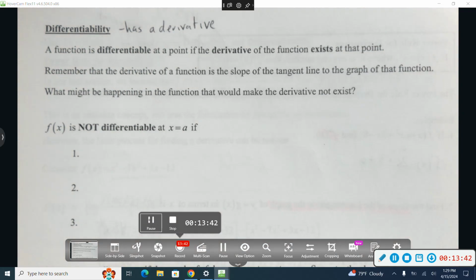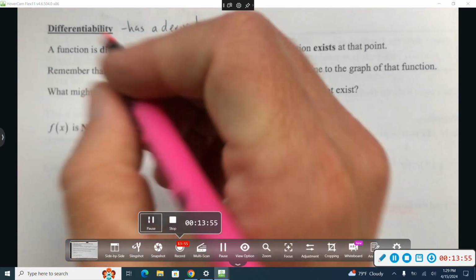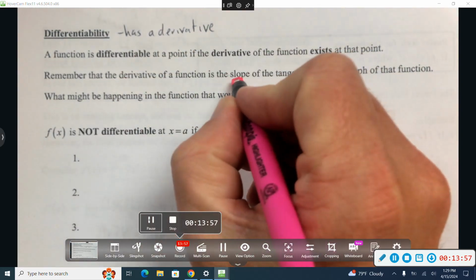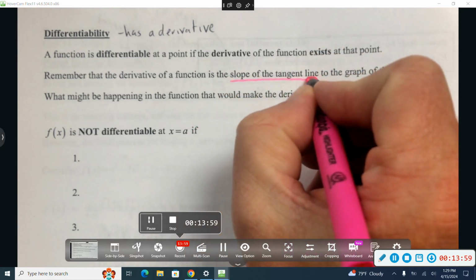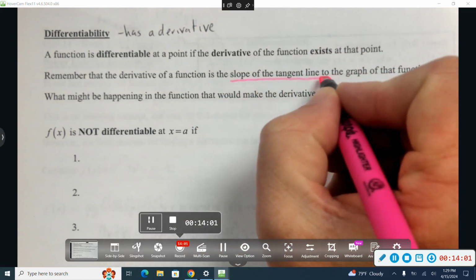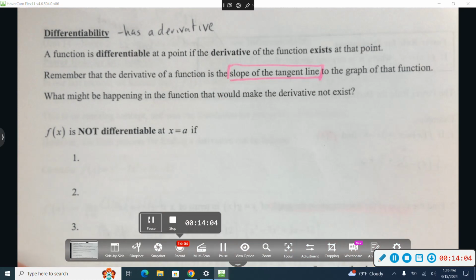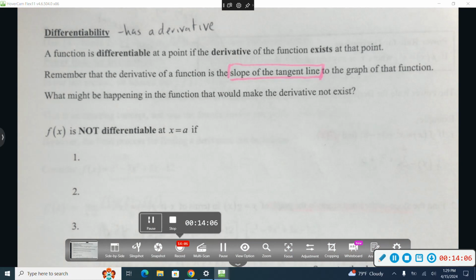And that's what the paragraph says. A function is differentiable at a point if the derivative of the function exists. So it's just a fancy word for it has a derivative there. This is big because this will help. Remember that the derivative of the function is the slope of the tangent line to the graph of that function. So the derivative tells us the slope of the tangent line.